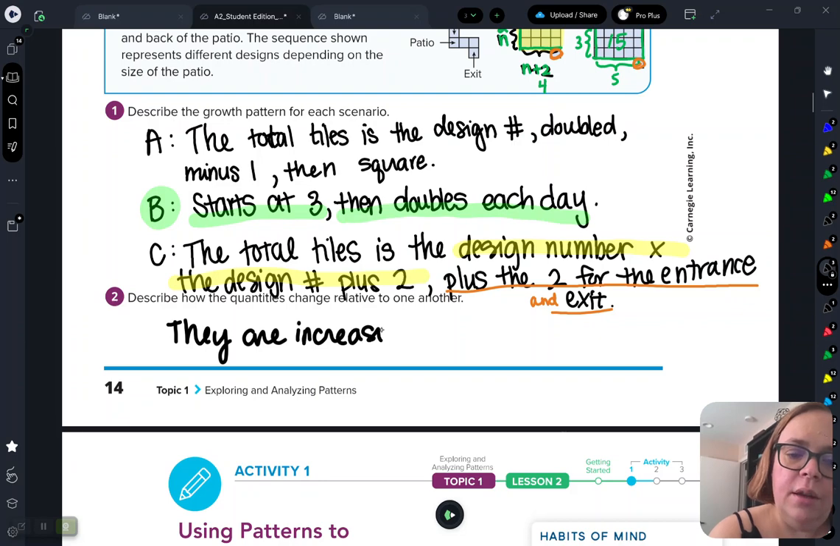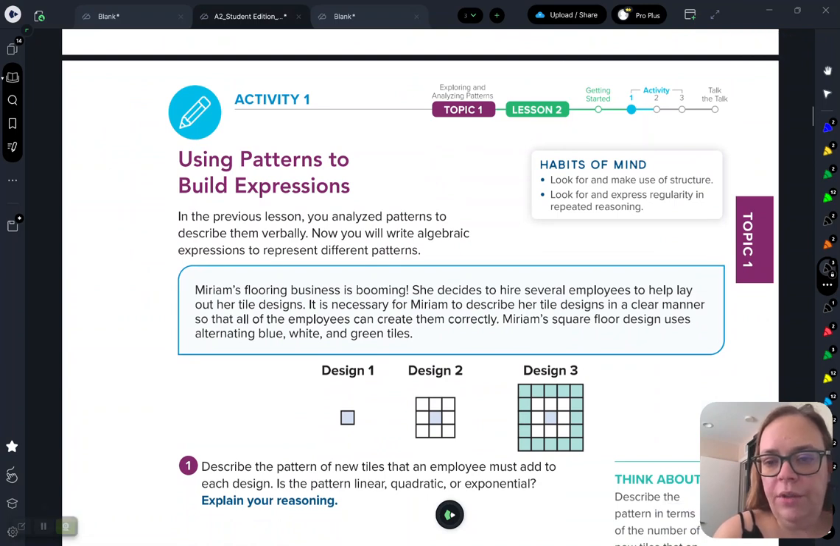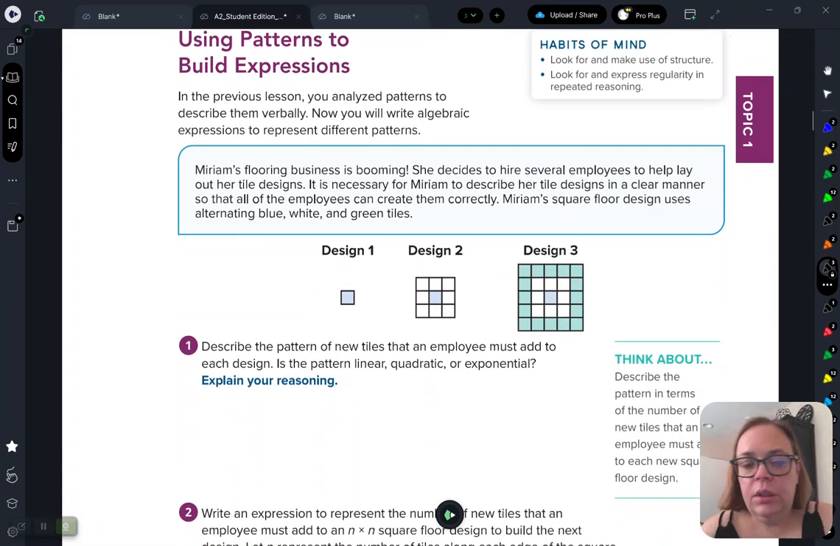All right, let's look at them a little bit more in depth. Okay, so activity 1 is just focusing on the first pattern, the flooring. All right, so describe the number or the patterns of new tiles that an employer must add to each design. Is the pattern linear, quadratic, or exponential? So let's put a pause on the book for a second here and let's identify what these terms mean.